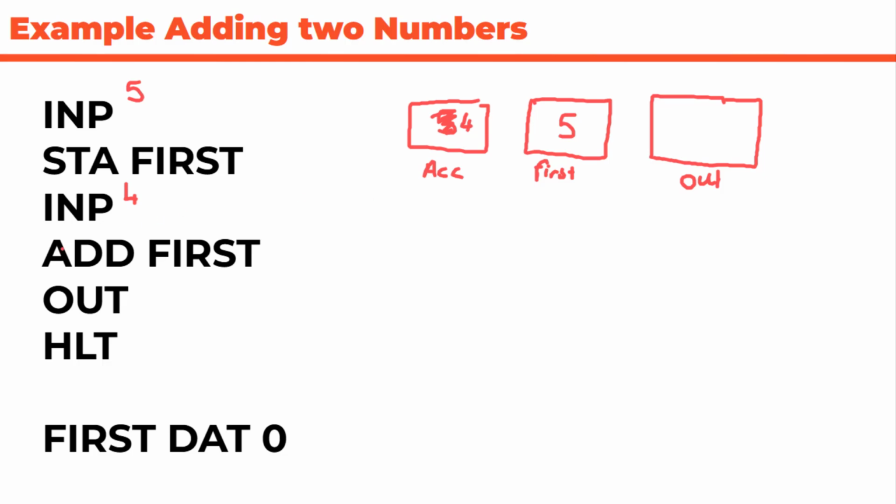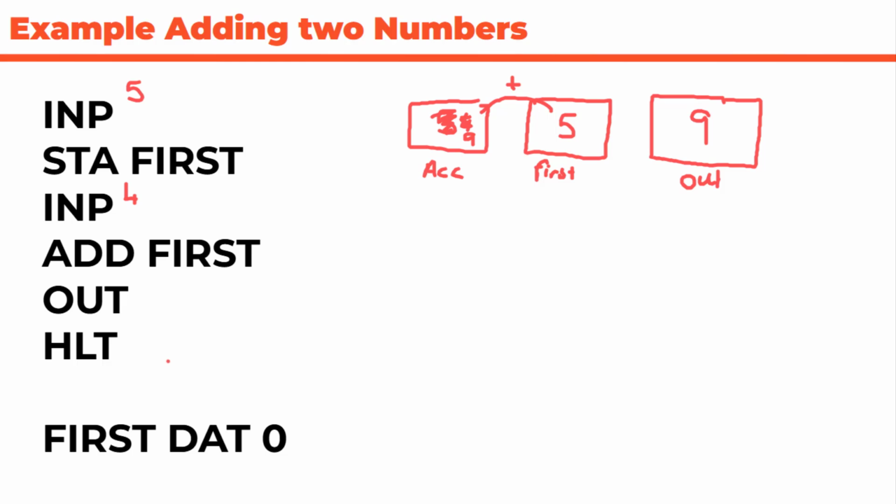Then it says add to the accumulator whatever is in the first variable box. So I go to first, I have a look, 5. I take 5 and I add it to whatever's in the accumulator, and that results in 9. And then it says out. So 9, whatever's on the accumulator, gets outputted to the user, and then we halt and we stop, and the program is done. And that's a very, very simple assembly language example there.